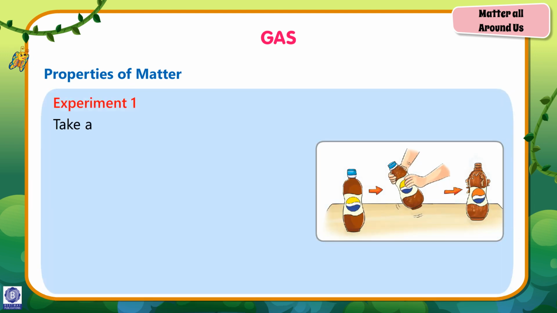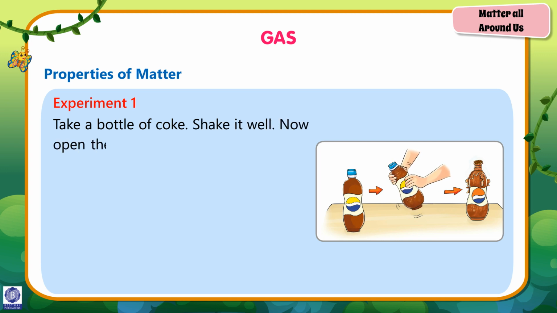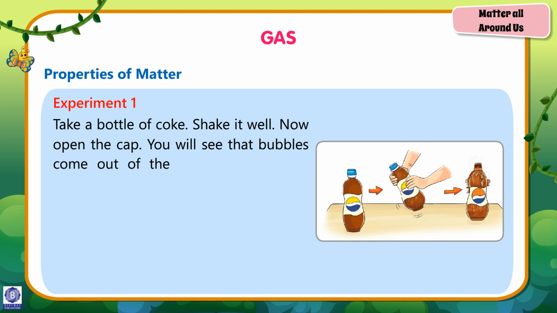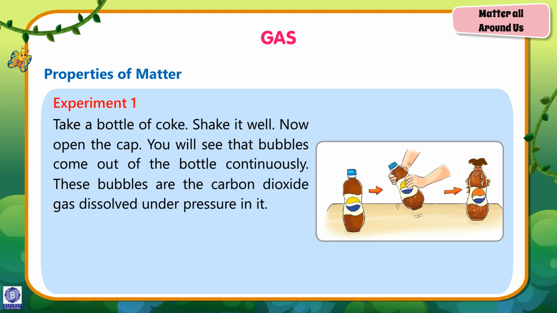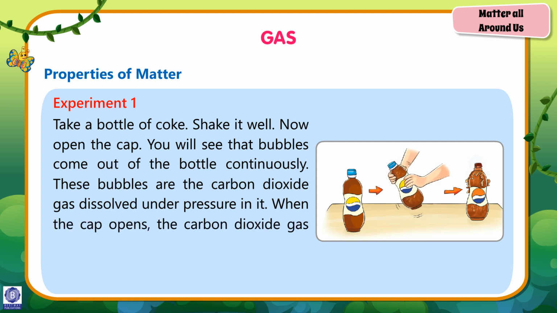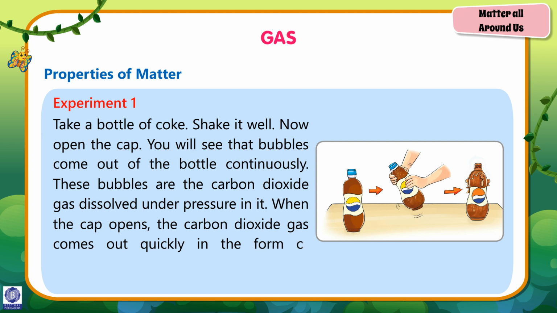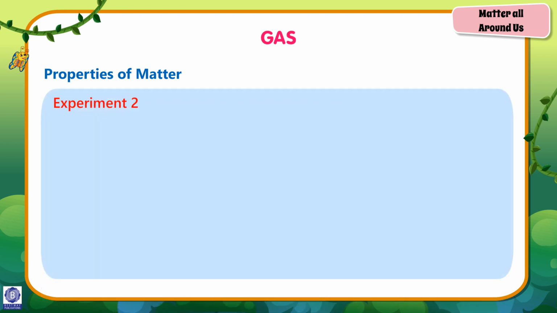Experiment 1. Take a bottle of Coke. Shake it well. Now open the cap. You will see the bubbles come out of the bottle continuously. These bubbles are the carbon dioxide gas dissolved under pressure in it. When the cap opens, the carbon dioxide gas comes out quickly in the form of bubbles. This shows that gas dissolves in the liquid.